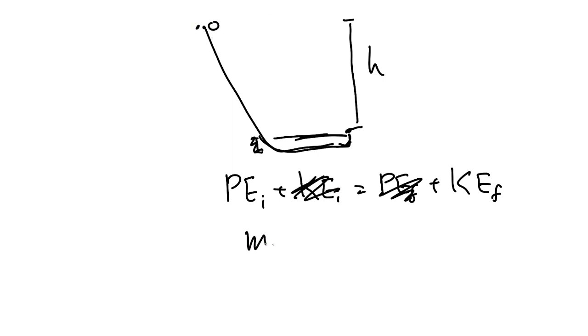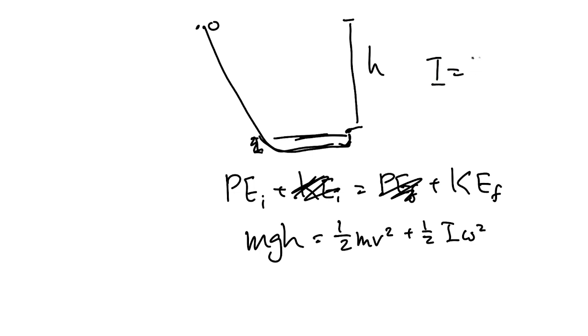So that means that our mgh is going to be equal to our total kinetic energy, which I stated before was 1/2 mv squared plus 1/2 I omega squared. We know that our moment of inertia is 2/5 mr squared, because it's a sphere. We also know that our omega, our angular speed, is equal to v over r. This is a basic rotational analog.